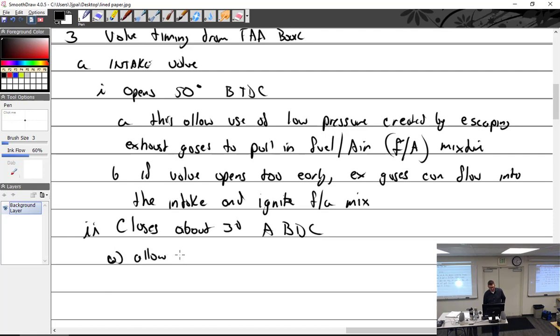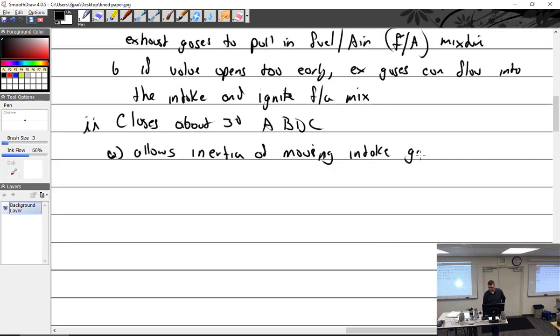So this allows inertia of the moving intake gases to fill the cylinder before it starts compressing. Well, I should say the piston.